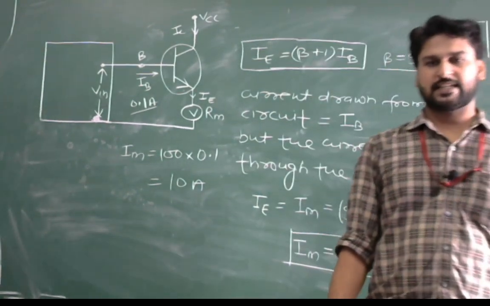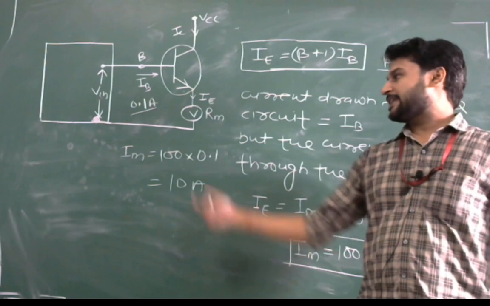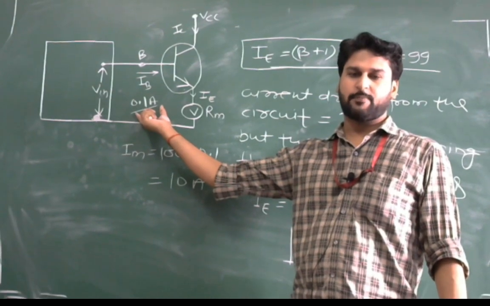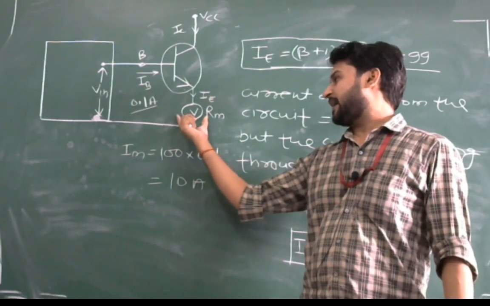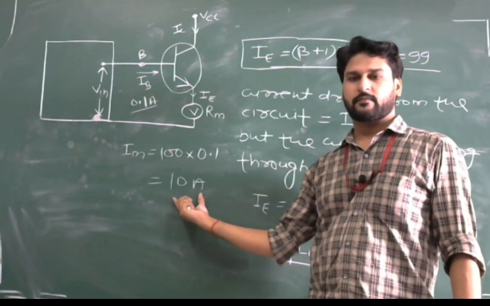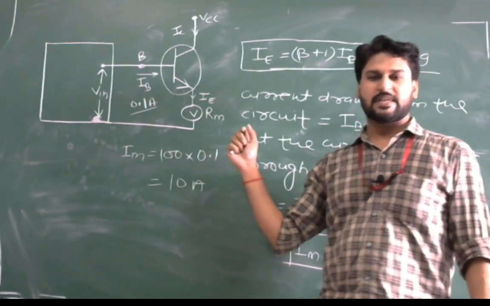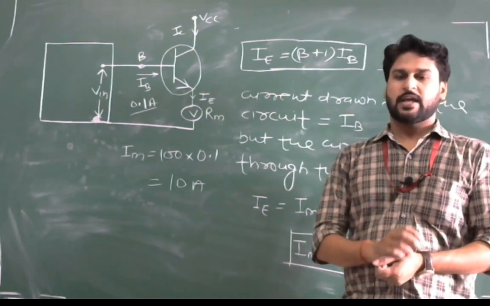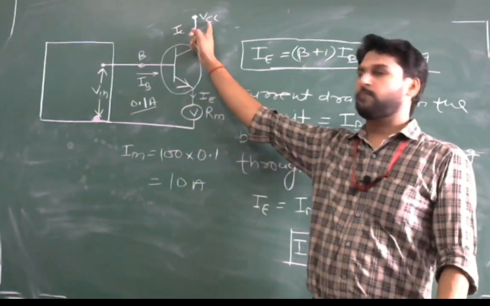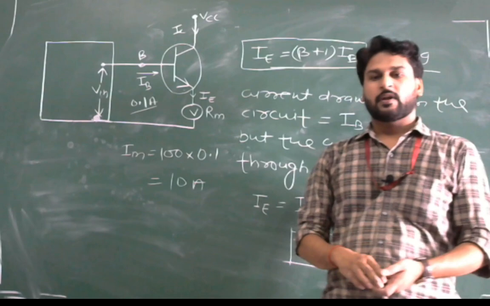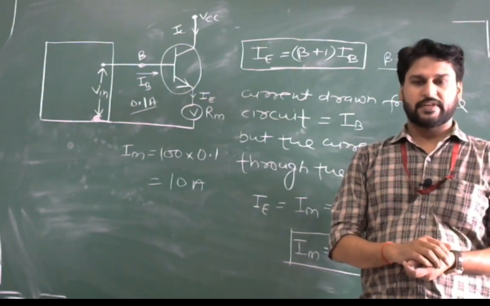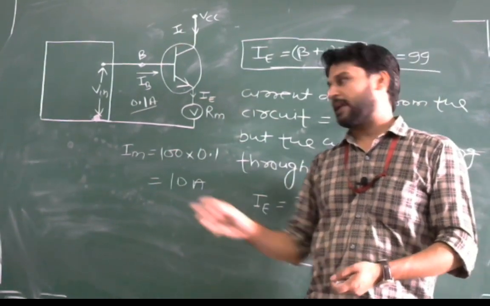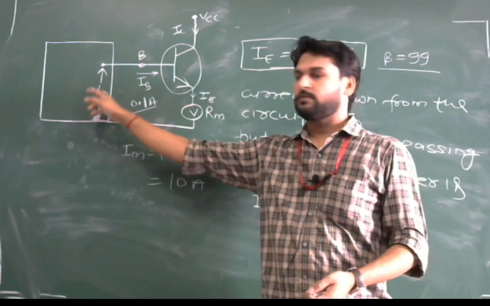In this example, we can see that while a very less amount of current is drawn from the circuit, only 0.1 ampere, the instrument is getting 10 ampere. That means what I mentioned earlier, that we have to supply some additional amount of current from an external source, and this current will be supplied by this potential VCC. So the one purpose is solved. We are supplying the extra amount of current from the external circuit, while a very less amount of current is drawn from the circuit in which we have to measure the voltage.